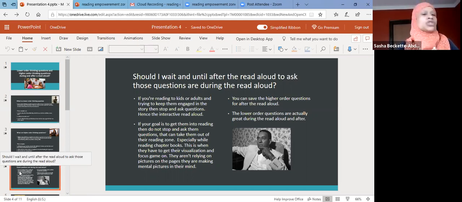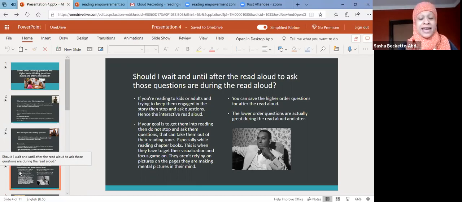All right. So you want to make sure that they are right on track with the story that you're reading. If your goal is to get them into reading, then do not stop and ask them questions. That can take them out of their reading zone, all right? Especially while reading chapter books. This is when they have to get their visualization and focus game on. They aren't relying on pictures on the pages. They are making mental pictures in their mind, all right?